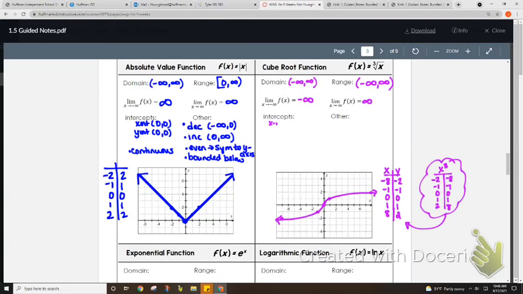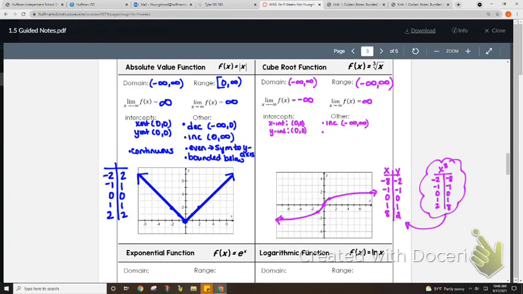Intercepts, we have an x-intercept and a y-intercept. Both of them are at 0, 0. And then the other: is it increasing, decreasing, or constant? This graph is increasing over the entire domain. So from negative infinity to infinity, it changes the speed at which it's increasing, but it's still increasing.